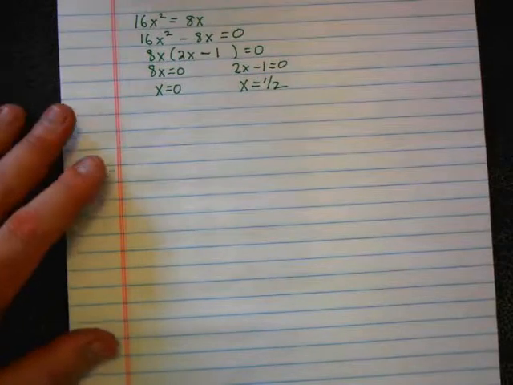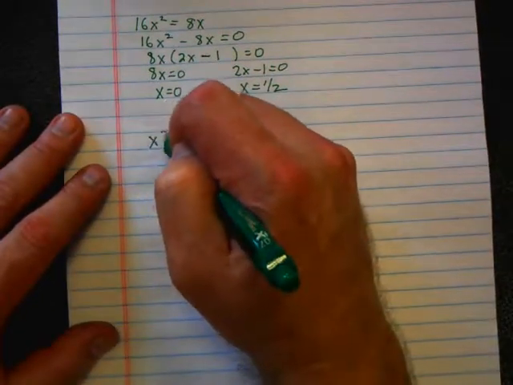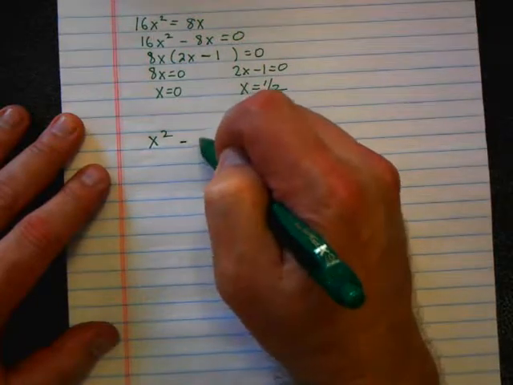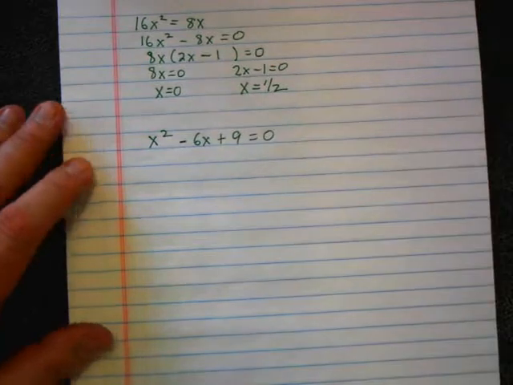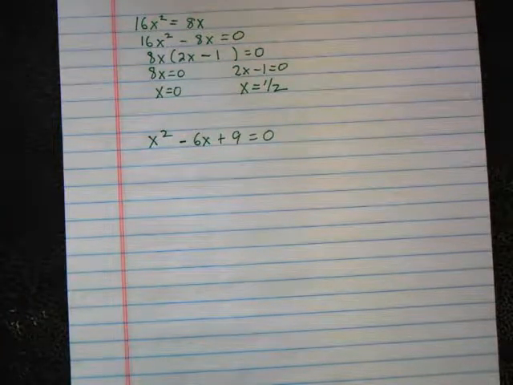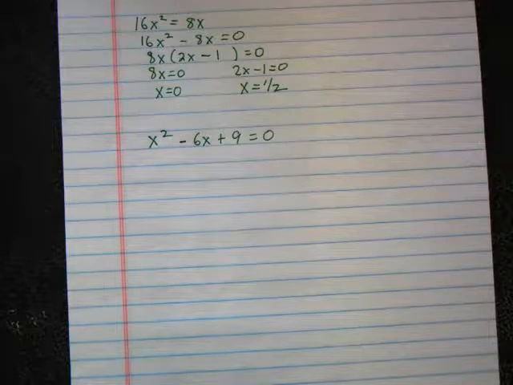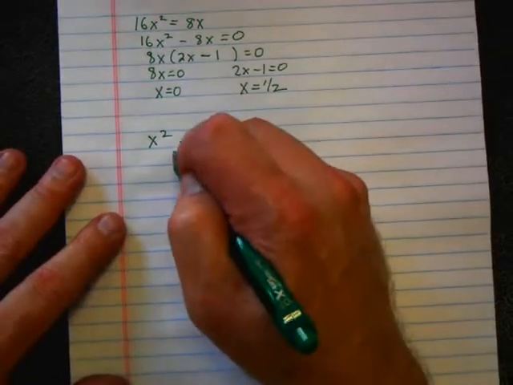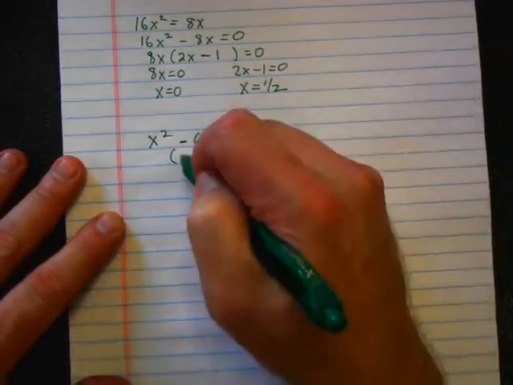All right, how about x squared minus 6x plus 9 equals 0? Already has 0 on one side, doesn't it? Yeah. That's nice. All right, so I guess we factor. x minus 3 and x minus 3 again.